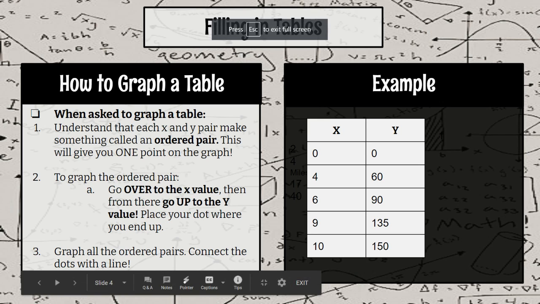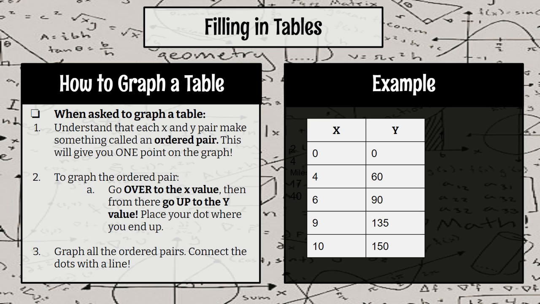Right, y'all. So the next step in what we are learning is taking what we know about tables and transferring them into a graph form. So you're going to be asked to graph based off of tables. In order to do this, what you need to know is each X and Y pair makes something that is called an ordered pair. That is just a fancy way of saying that it's a point on the graph. So X and Y work together in order to create one single point on the graph.